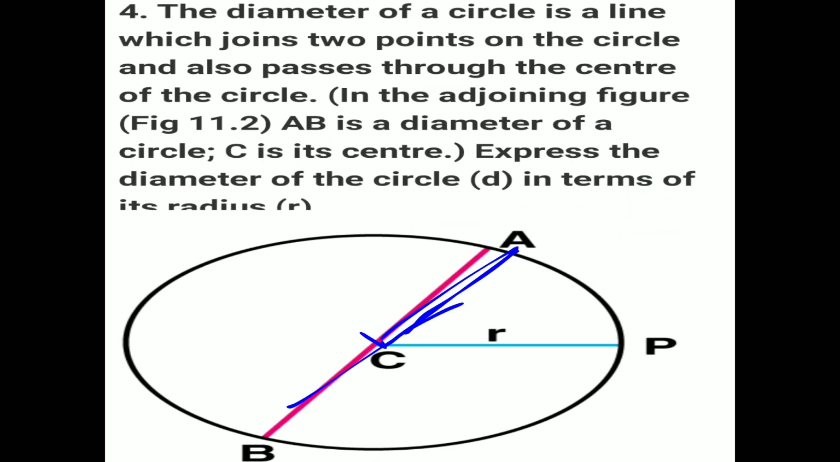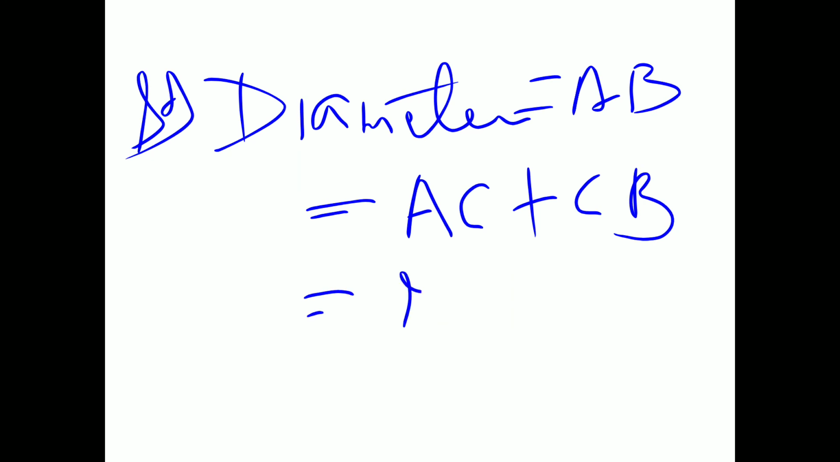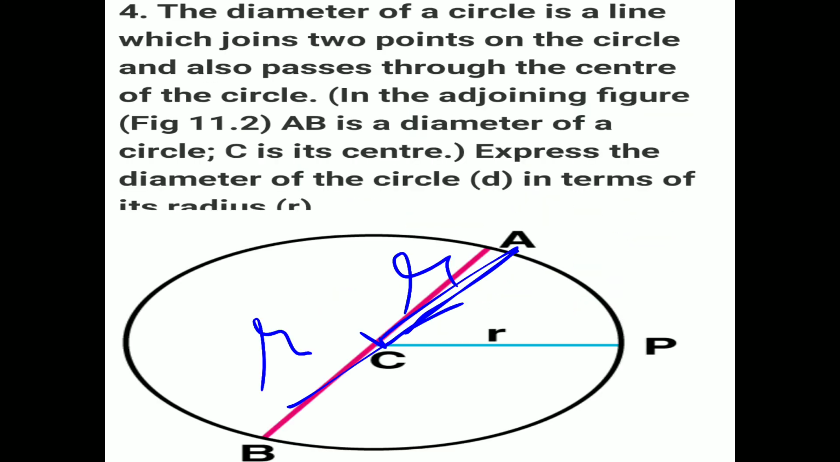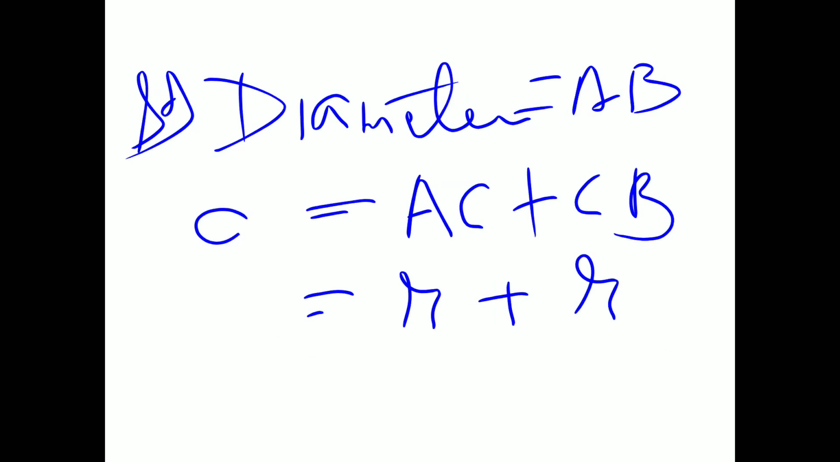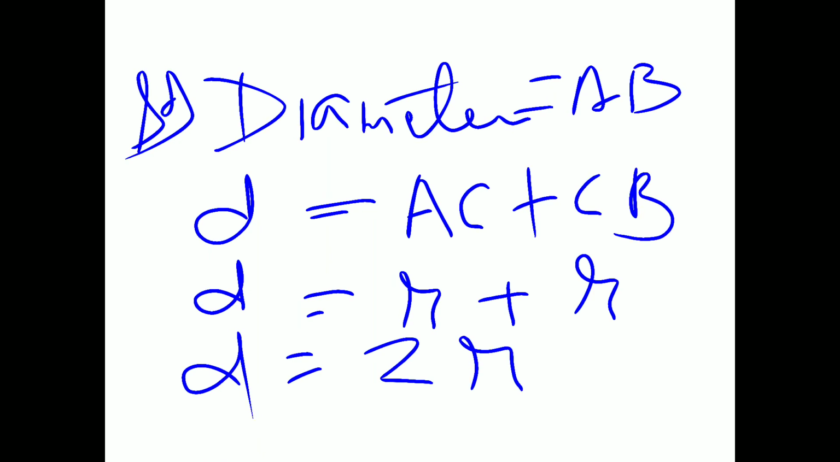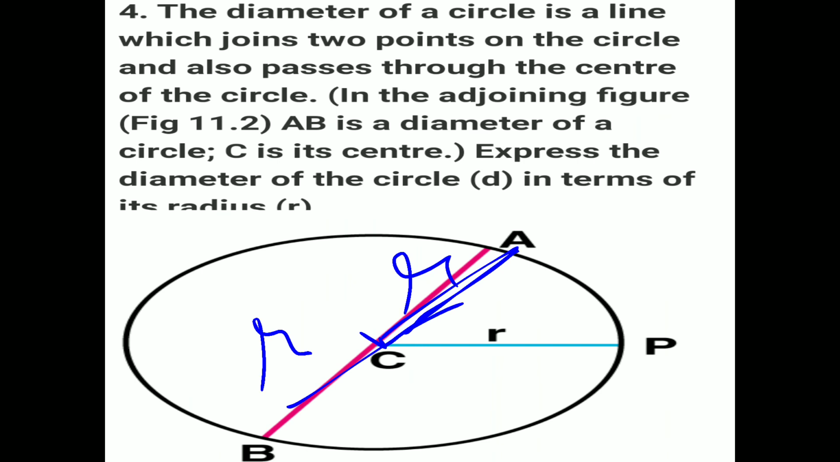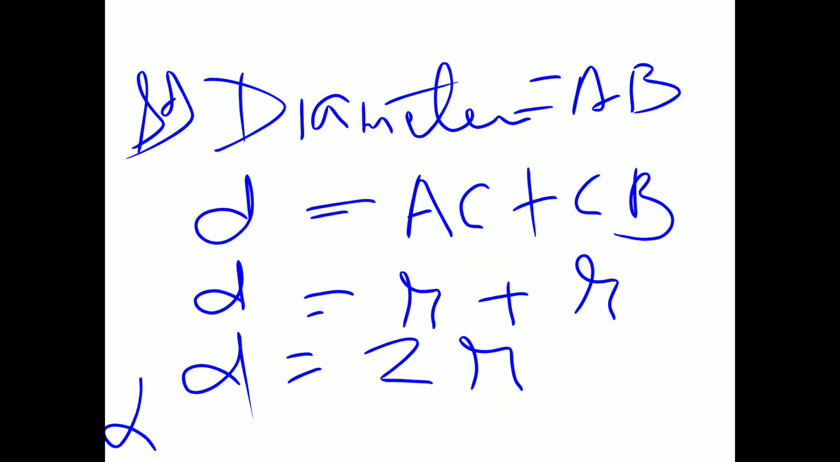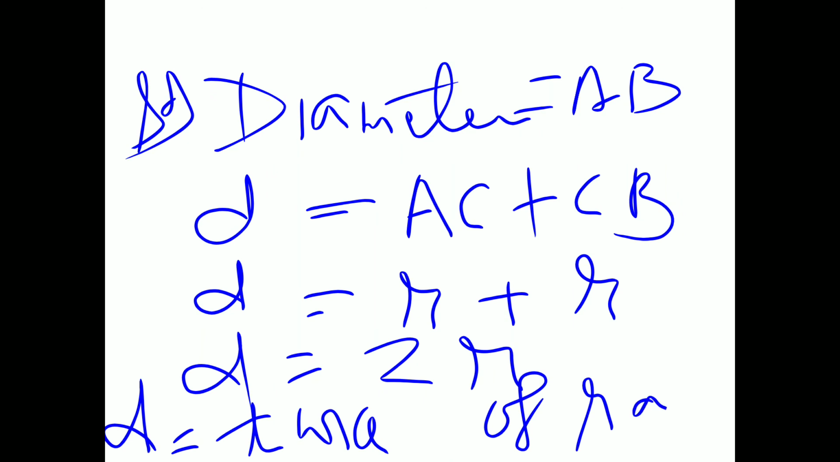Clear? Now what is AC given? C is the center point. So if CP is R, then this is also R, this is also R. Clear? So AC is R plus R, and the diameter is D. They said the diameter is D. So R plus R becomes 2R. Clear? So what is the relationship between the diameter of a circle and its radius? Diameter is twice the radius.